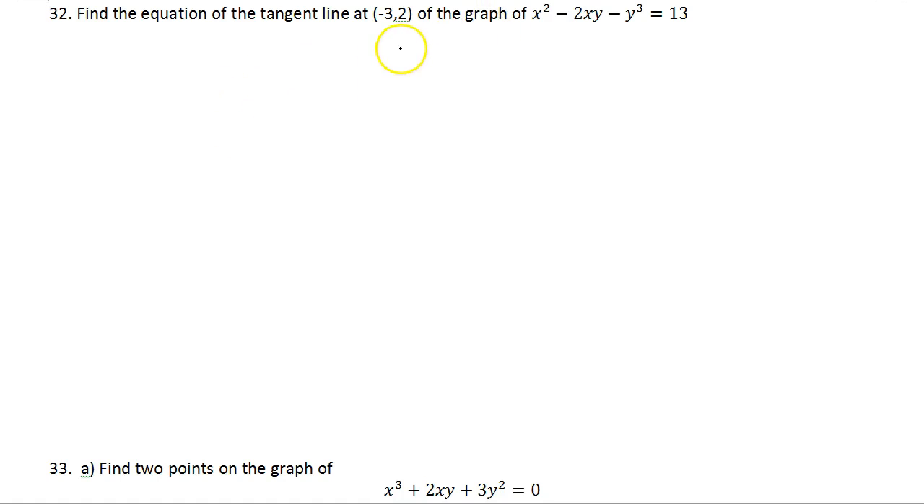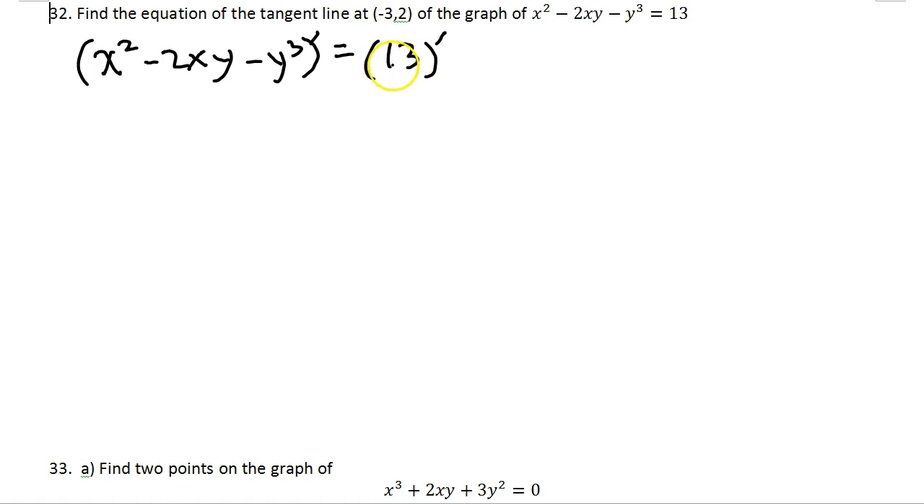Okay, this question is about finding the tangent line. The difference is that this time you're given the equation implicitly, so when you find the slope, you can't just solve for y and differentiate. You actually have to use implicit differentiation to find the slope. So let's do that. Let's differentiate both sides using implicit differentiation.